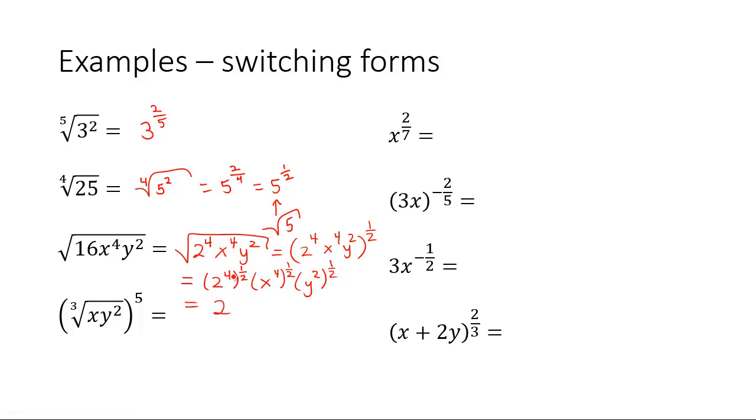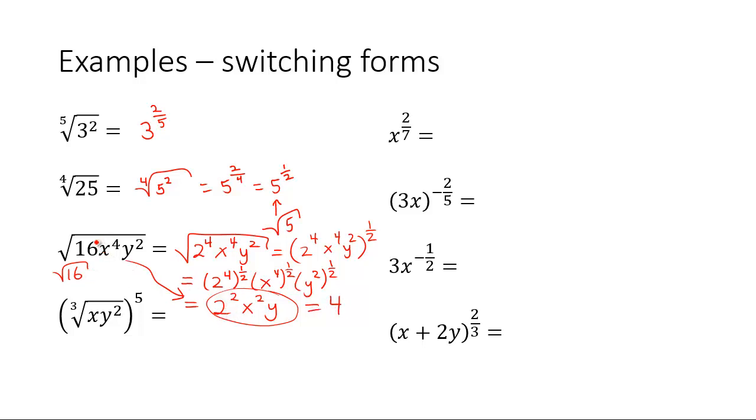So this is 2 to the power of 4 times a half, which is 2, x to the power of 4 times a half, which is 2, and y to the power of 2 times a half, which is 1. You can see if you simplified that root, the square root of 16 would be 4, which is 2 squared.